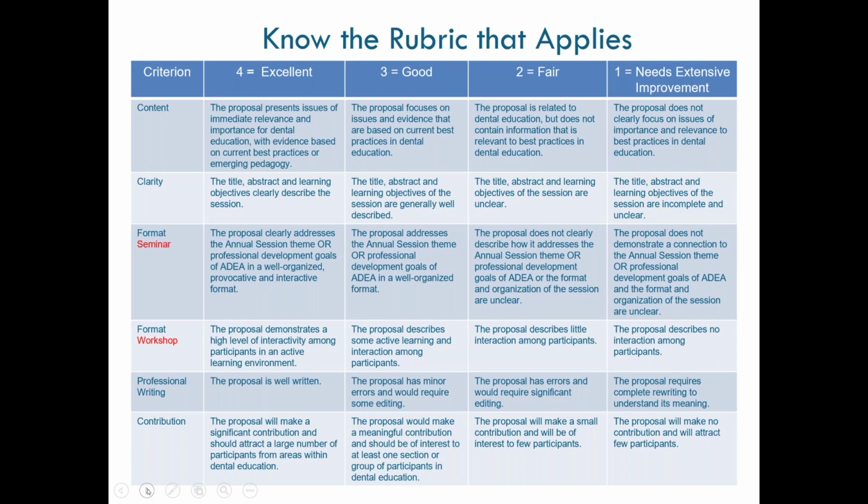mean. You see how they show excellent to 1, so a 4 through 1 scale, and then content, clarity, format, writing, and contribution. Each one of these aspects is important. One is no more important than the other, but it's important for you to understand what makes something an excellent proposal versus something that needs extensive improvement. So when you write for a specific abstract and presentation, be sure that you're familiar with the rubric. Next slide.